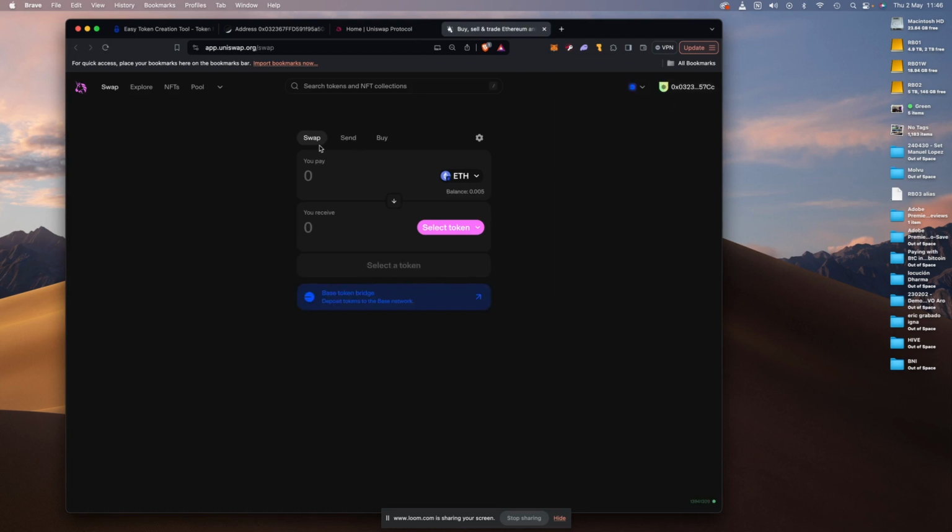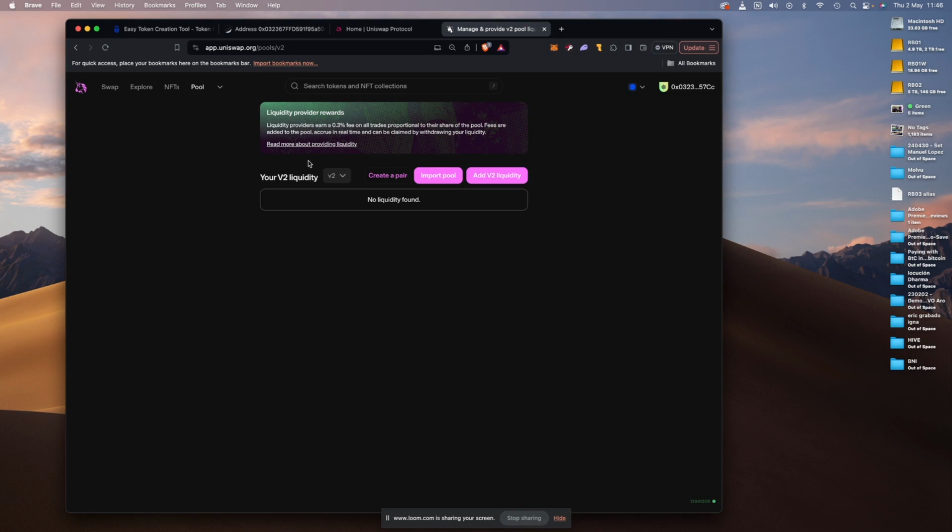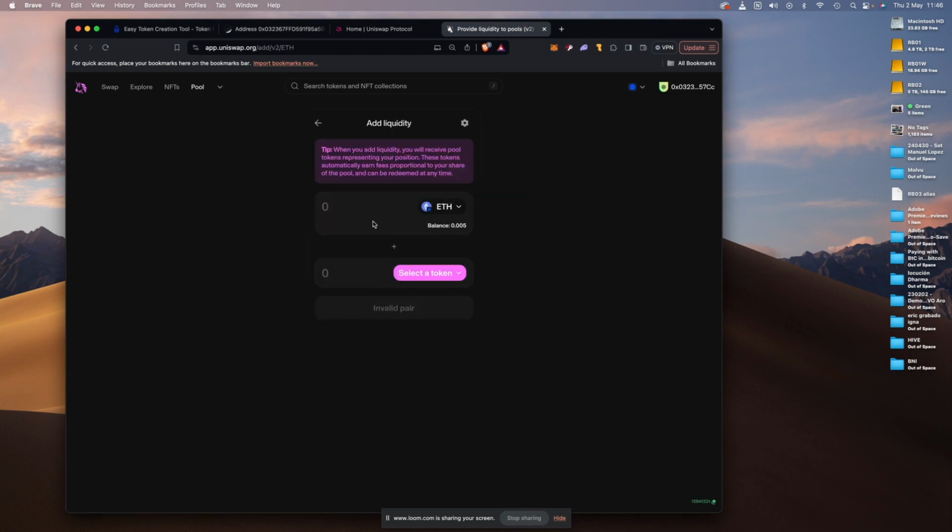which defaults to the swap page, but we're going to go to pool, and we're going to create a new position. We're going to use V2 pool, and we're going to add V2 liquidity. My pair is going to be ETH on one side and Space Spaghetti on the other side.